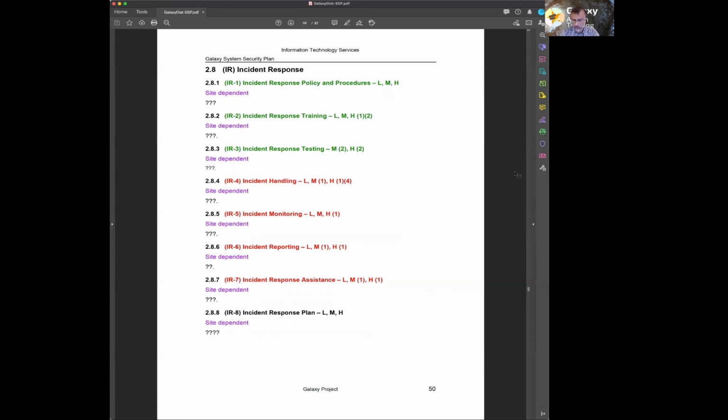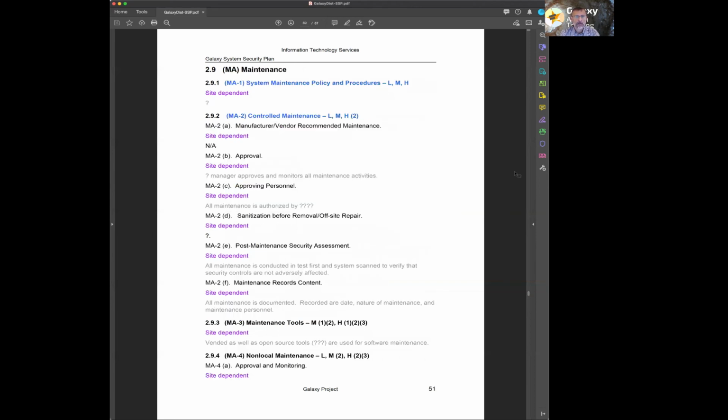These are things that you need to have in place in order to comply with HIPAA. Maintenance, again, this is about making sure that the system is being maintained. Again, hardware maintenance, for example, who approves maintenance. These are the kinds of controls that have to be in place.